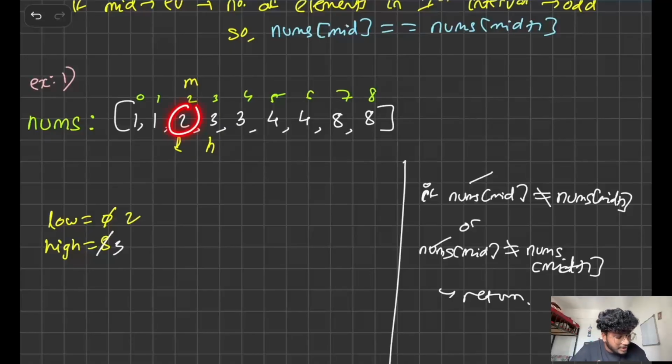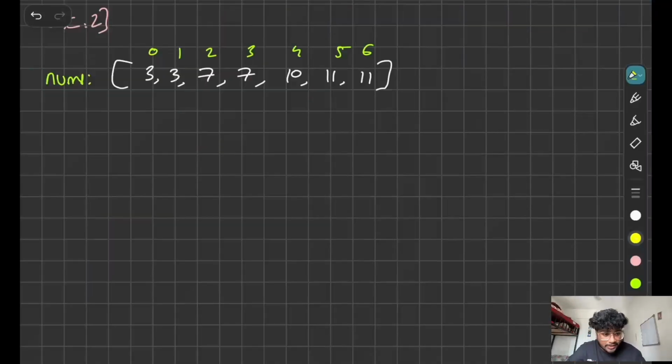So as you can see, my nums of mid is not equal to its previous element or next element. So I'll terminate my search and return this as the answer. Okay, got it? So let's consider this example now.